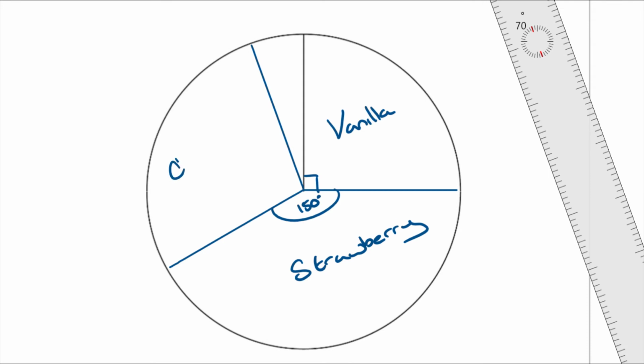Okay, so that was my chocolate section, and that was 100 degrees. Okay, and now the mint section, it kind of draws itself. Okay, so it's just the leftover part, isn't it?